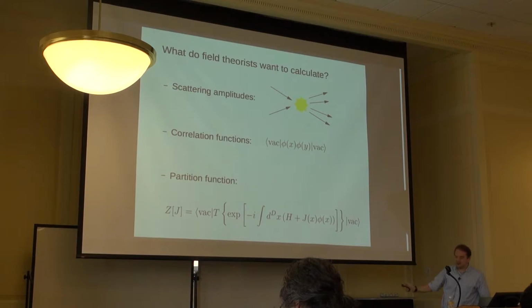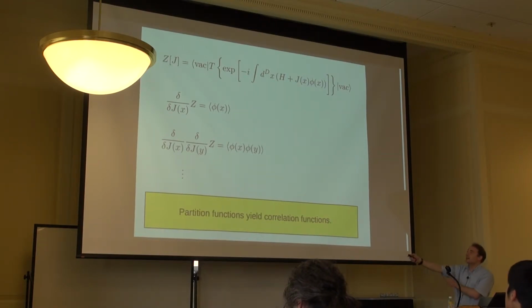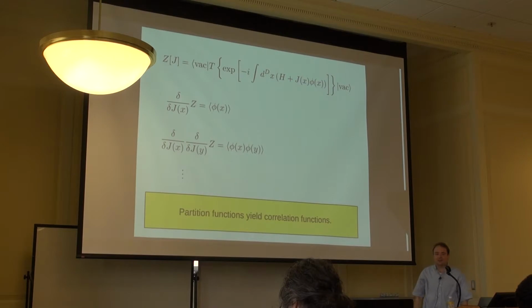It's obvious why people would want to compute this, but why do people want to compute these quantities? One reason is that they can be interconverted. Here's the partition function, and if you take functional derivatives with respect to J at certain points, you can see this is the exponential of the coefficient J of x times the variable phi of x. So if you differentiate, phi of x comes down. By taking functional derivatives of the partition function, you can get correlation functions.